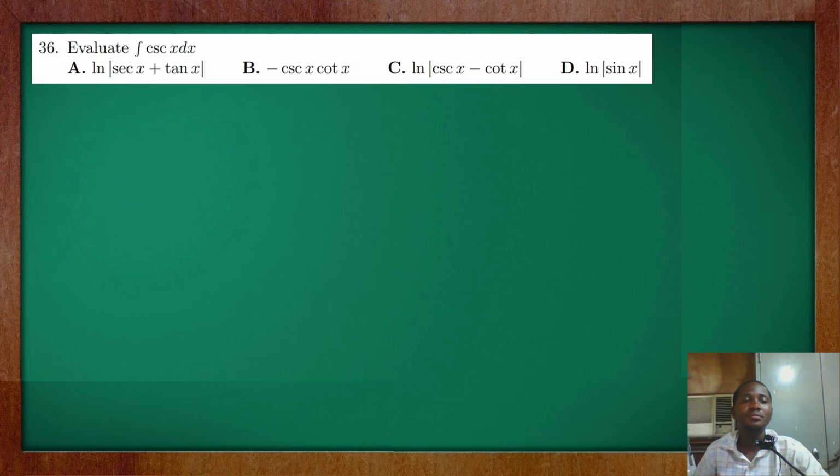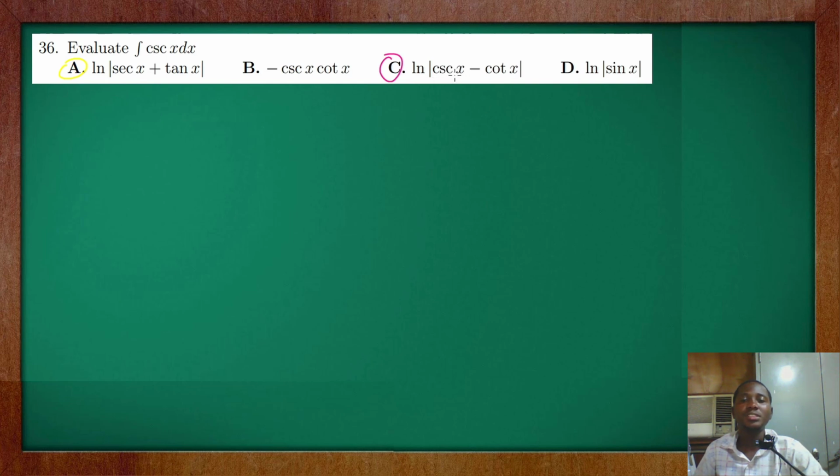So next question. In this question, they said we should evaluate the integral of cosec x dx. Now this is actually a standard integral, and the correct option to this question is what? Option A. Okay, this is actually a standard integral. The integral of cosec x dx. Oh, sorry. It should be option C. The correct option should be option C.